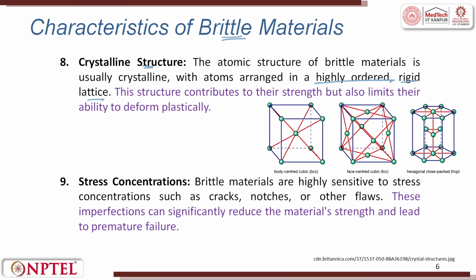In a ductile material, we have metallic bonds, so there will be transfer of electrons and there will be conductivity. All these things come into existence. Stress concentration: brittle materials are highly sensitive to stress concentration such as cracks, knots and other flaws. This imperfection can significantly reduce the material strength, leading to premature failure.